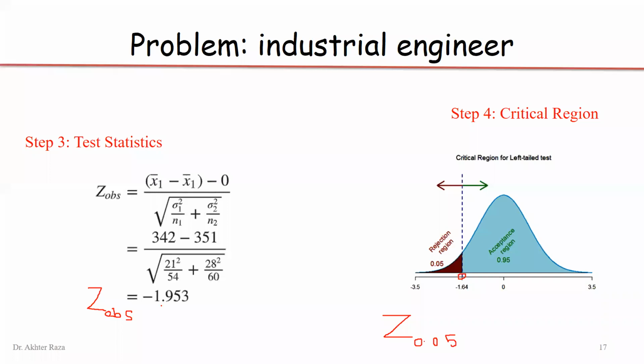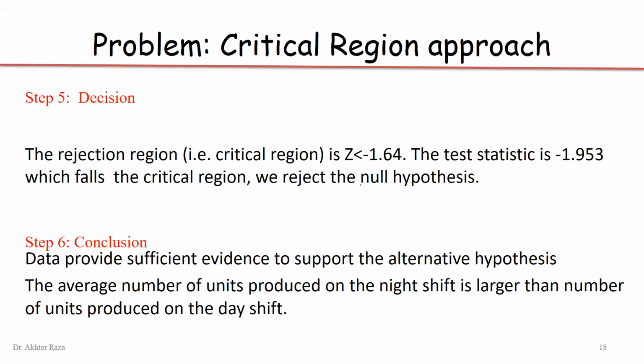We can see that the Z observed value is minus 1.9, which is below minus 1.64. It is a clear indication that the null hypothesis is not true. The data provides sufficient evidence in favor of H1. The rejection region is Z less than minus 1.64. The observed value is minus 1.95, which falls in the critical region. We reject the null hypothesis. The data provides sufficient evidence to support the alternate hypothesis.